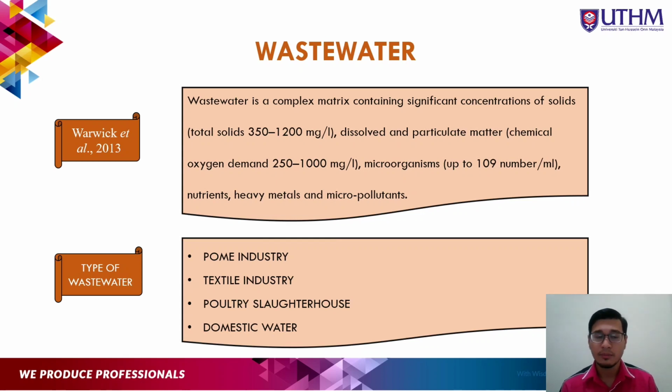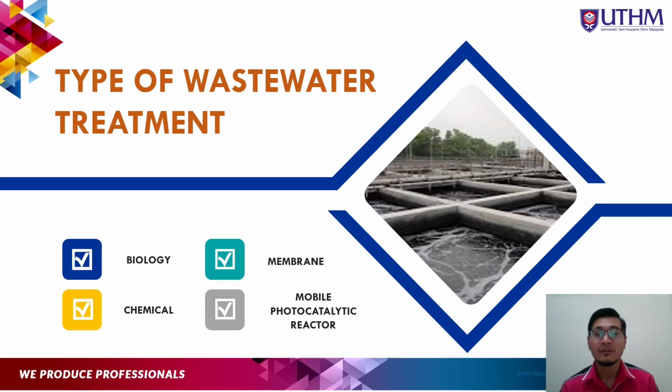So there are four types of wastewater that I have included in my study. The first one is for my industry, which is palm oil mill effluents. Next one is textile industry, poultry slaughterhouse, and the last one is domestic water. So there are several types of wastewater treatment I choose for this study: biological, chemical, membrane, and mobile photocatalytic reactor is one of the types of wastewater treatment.